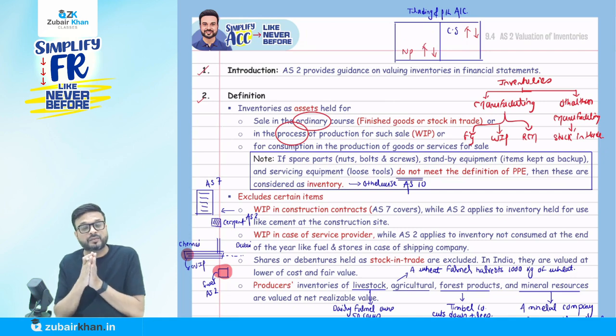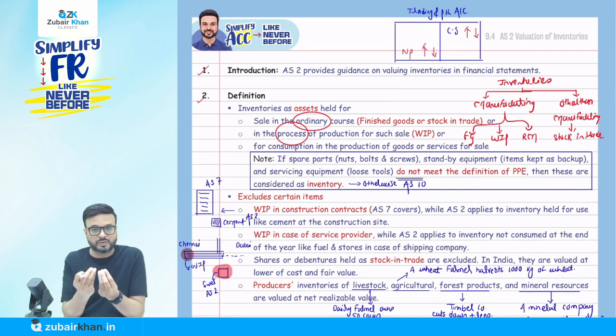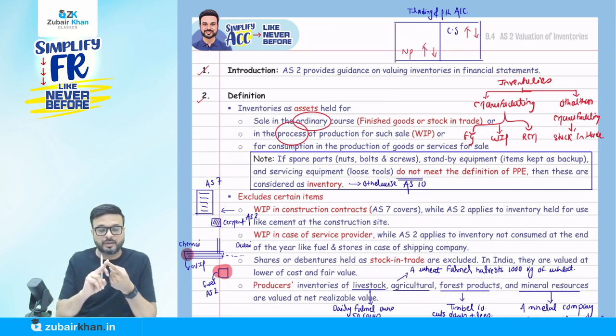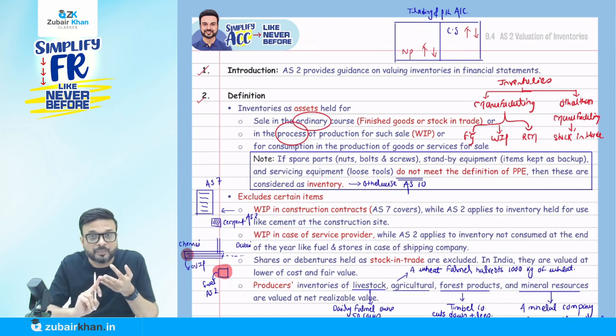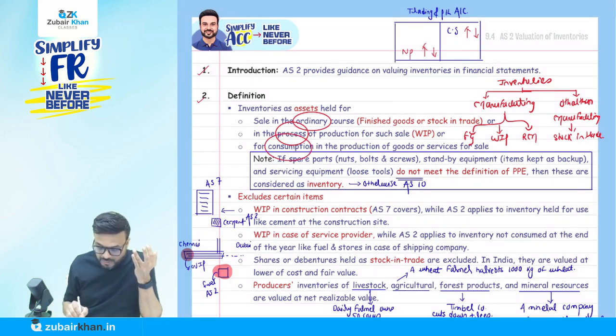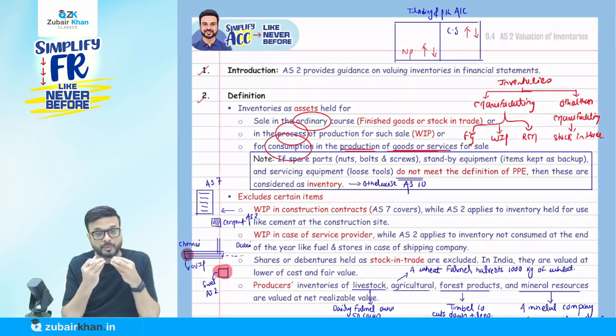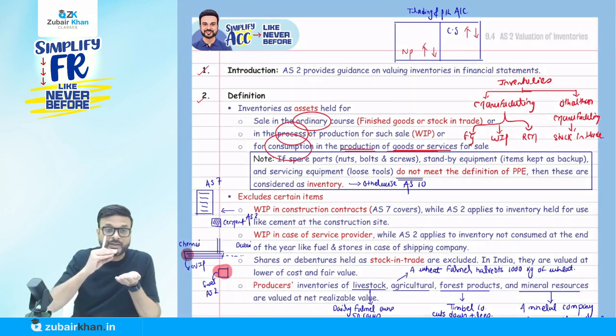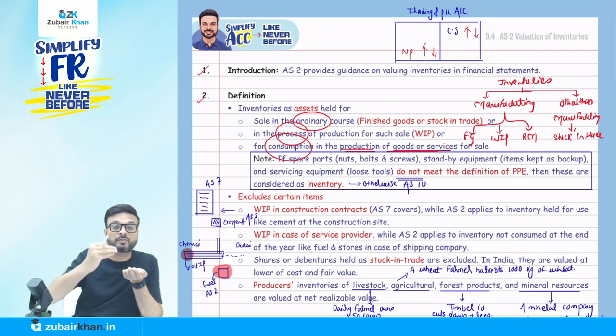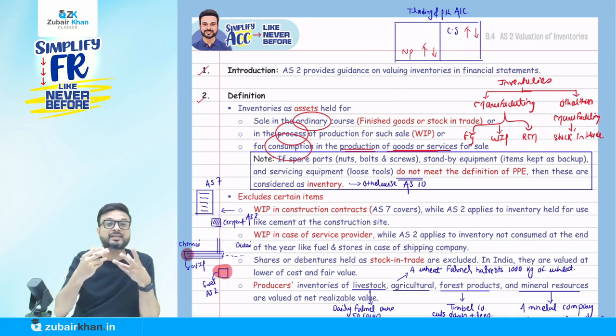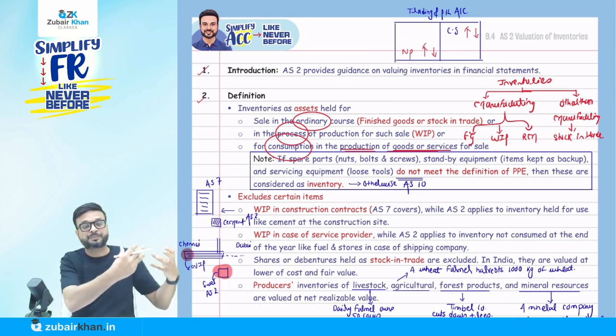So at the end of the year, when we do the valuation of closing stock, there will be finished goods, WIP in case of a manufacturing company, or materials for consumption in the production of goods or services for sale. To make it simple, that is a raw material that we are going to use for the purpose of what? Production of goods, or if you're providing services, in that service, if you're using that raw material.